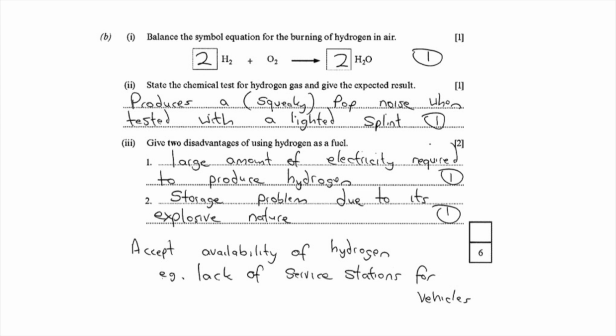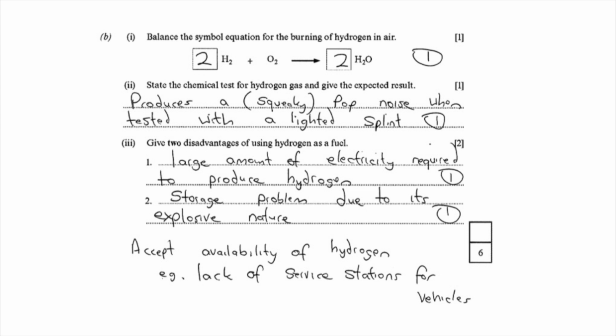So B part 1 is asking you to balance the equation for burning hydrogen in air. So you have to put a 2 in front of H2 and a 2 in front of water for the equation to be balanced. If I do that, I have 4 hydrogens on the left, 4 on the right. I have 2 oxygens on the left and 2 oxygens on the right. So there's 1 mark for that.